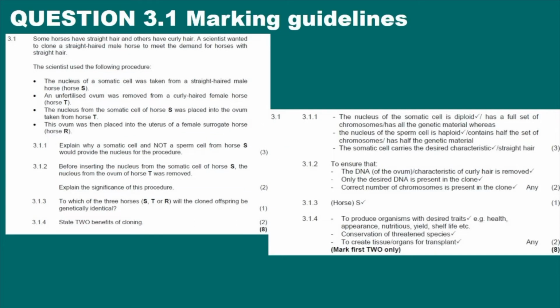So let's look at the marking guidelines. Question 3.1.1 said that you have to explain why we used a somatic cell and not a sperm cell from the horse that's being cloned.